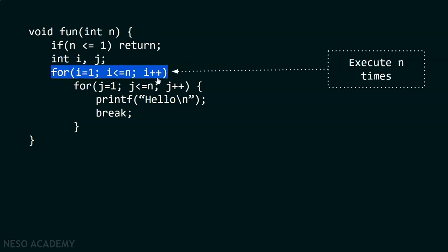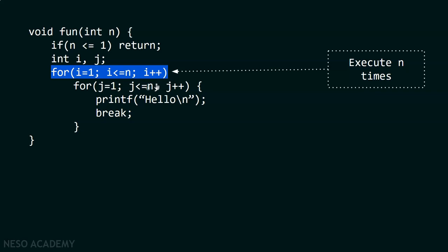Now coming to the for loop here. Here this for loop executes n times without any problem. You can clearly understand that this loop is running from i equals 1 to n. And here the increment is by one step. Therefore, it is clear from this fact that this loop is executing n times. I think there is no problem in understanding this, right?